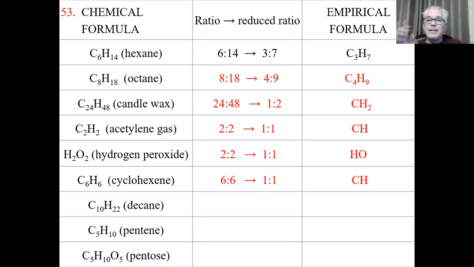Decane, 10 carbons, C10H22. They're both even. 10 and 22 are both even. You could divide them by 2. And what do you get? 5 to 11.